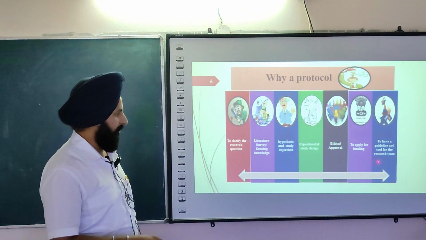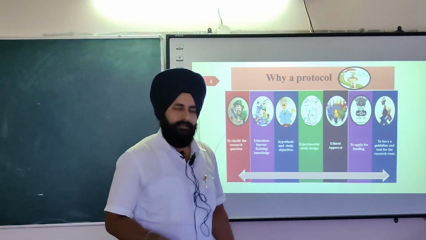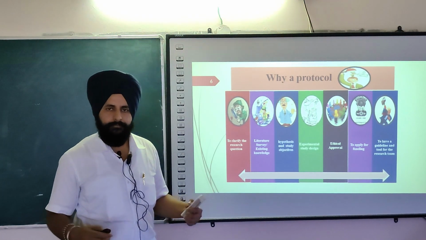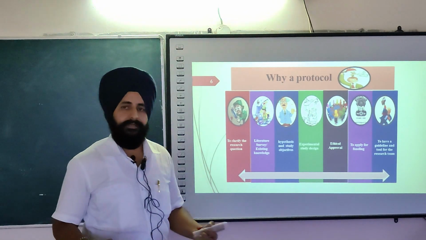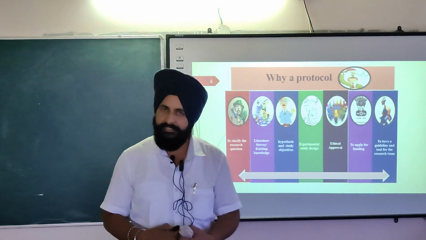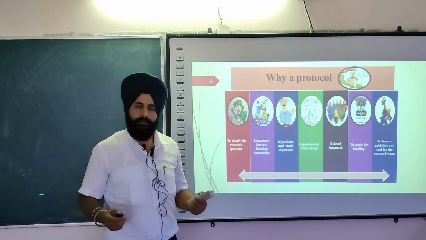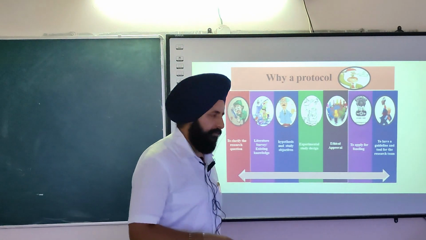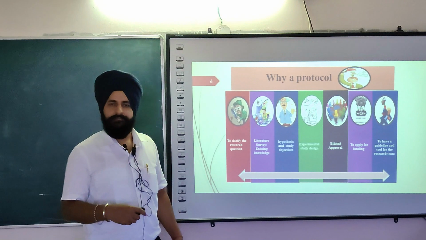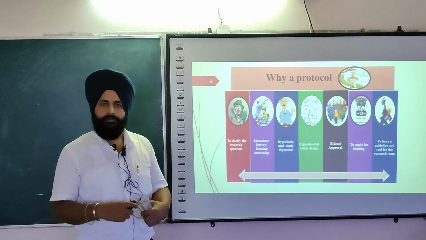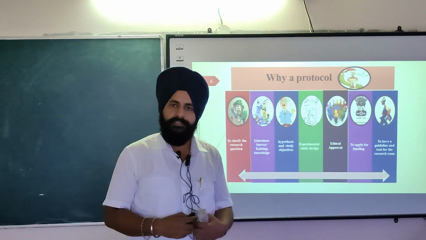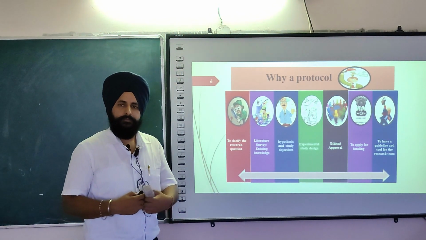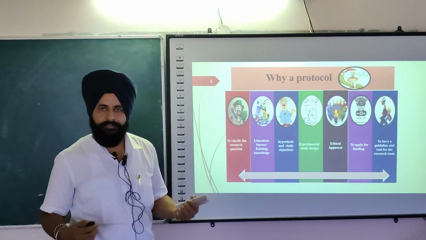Then there are guidelines and tools for the research. Whenever we do research on animals or human beings, for animals there is a separate guideline, which is called CPCSEA, that means Committee for the Purpose of Control and Supervision of Experiments on Animals. Likewise there is a committee for humans, which is called the Ethical Committee, which gives guidelines like the Declaration of Helsinki, and they also take the consent form from the patient's side.